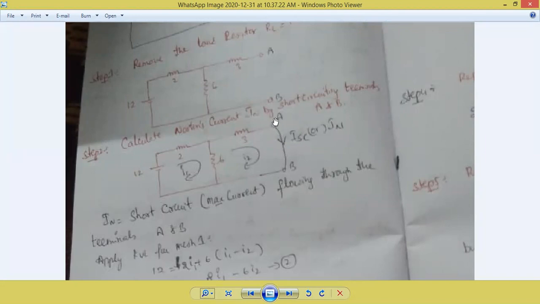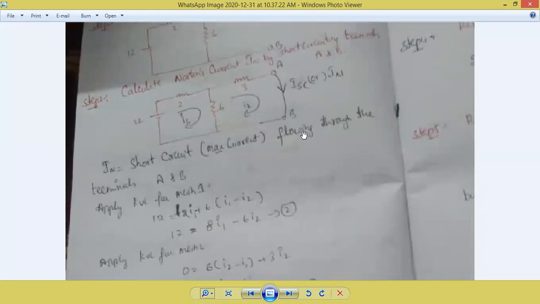What is Norton's current? It is the short circuit current flowing through the terminals, through the circuits A and B. Current always flows through the wire, and voltage will be present. So, short circuit current. I have done the short circuit here.